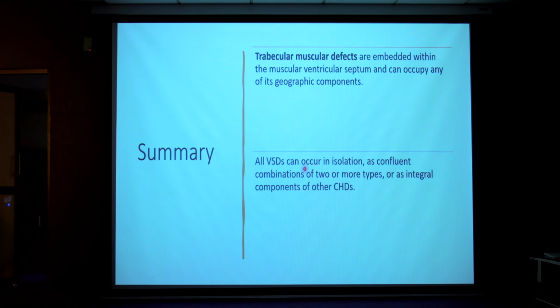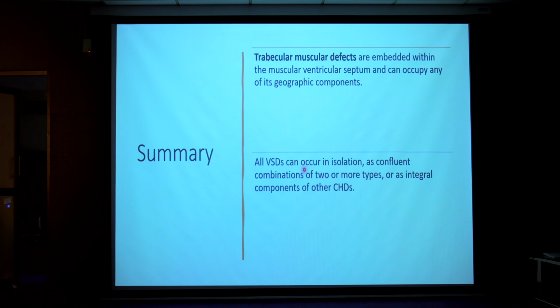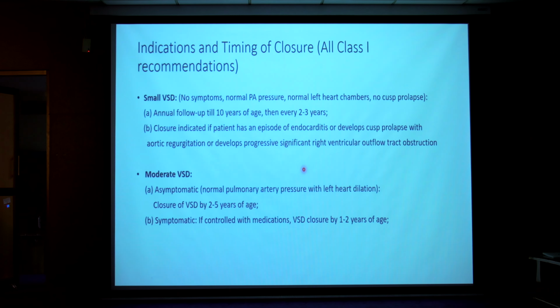They can also be an integral part of other conditions. So far I described isolated ventricular septal defects, but they are also integral components of many other congenital diseases, for example, most commonly tetralogy of Fallot, or DORV, or transpositions. So I think if time permits, I have 3 more slides. I'll conclude with indications. So finally, coming to indications.